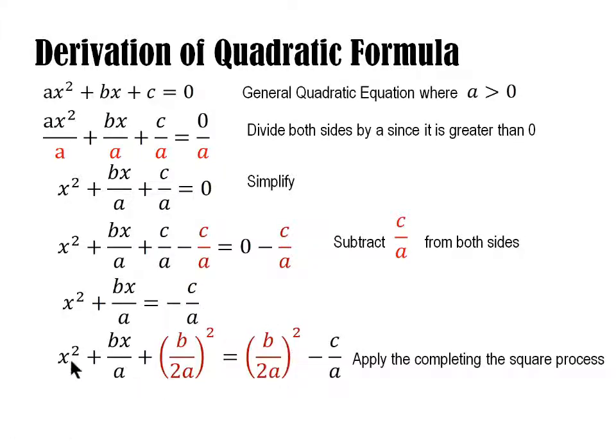Okay, so we have x squared plus bx over a plus the square of b over 2a, because b over a times 1 half is b over 2a, and then we square it, is equal to the square of b over 2a minus c over a. Notice that this is now a perfect square trinomial.